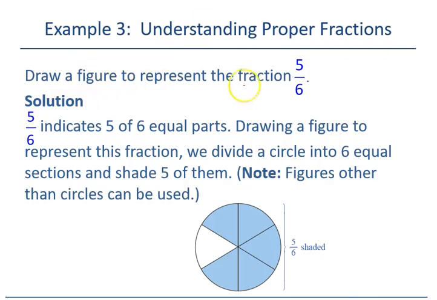Draw a figure representing the fraction 5/6. Solution: 5/6 indicates 5 of 6 equal parts. Drawing a figure to represent this fraction, we divide a circle into 6 equal sections and shade 5 of them. Notice this is exactly what just happened. We drew a circle that has 1, 2, 3, 4, 5, 6, just like our pizza example. But notice here that it says just shade 5 of the places, which is why we just shaded these places right here. And that gives us the fraction 5/6, and that would be a proper fraction.